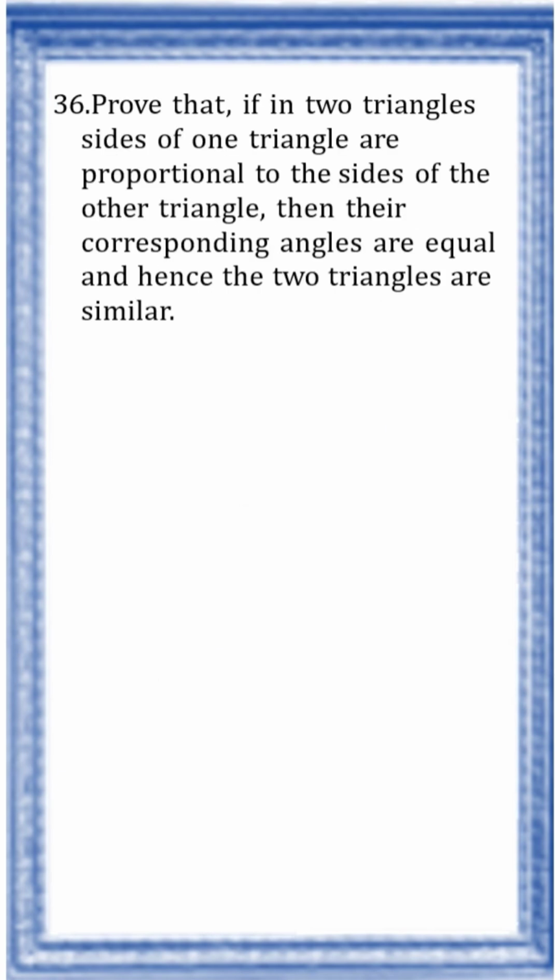Now let us solve the 36th question. The question is taken from the chapter Triangles, Theorems on Triangle, one of the important questions. Prove that if in two triangles sides of one triangle are proportional to the sides of the other triangle, then their corresponding angles are equal and hence the two triangles are similar. Now let us solve it.